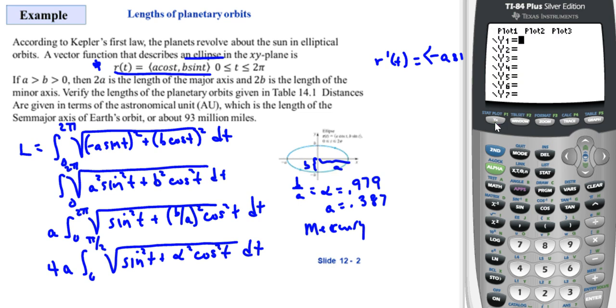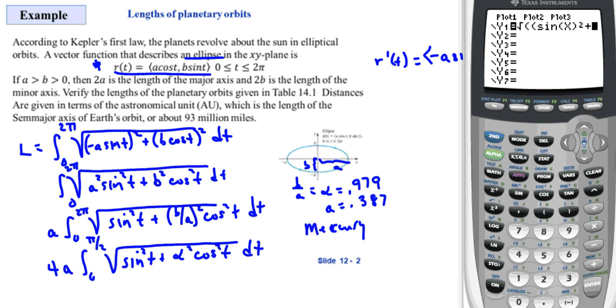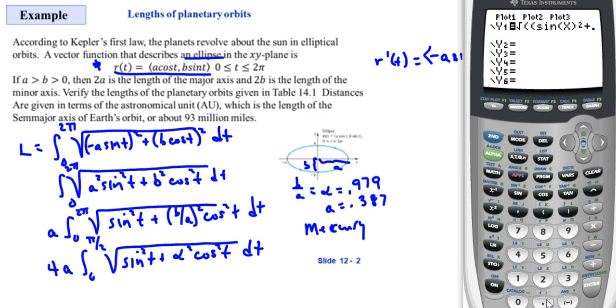So y equal, and I'm going to put the square root of sine squared. I want to make sure sine is squared, so I'm going to put parentheses around it. Squared plus alpha squared. I'm going to go ahead and plug in alpha. Alpha is 0.979. Squared. And then we're going to multiply that by cosine squared. I'm putting cosine of t squared. Okay, and then I'm closing my parentheses for the square root. So that should be the integrand.